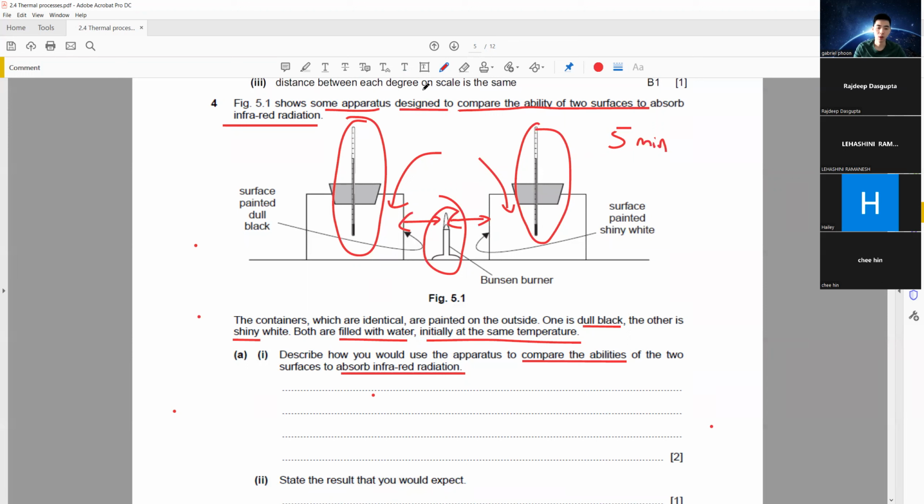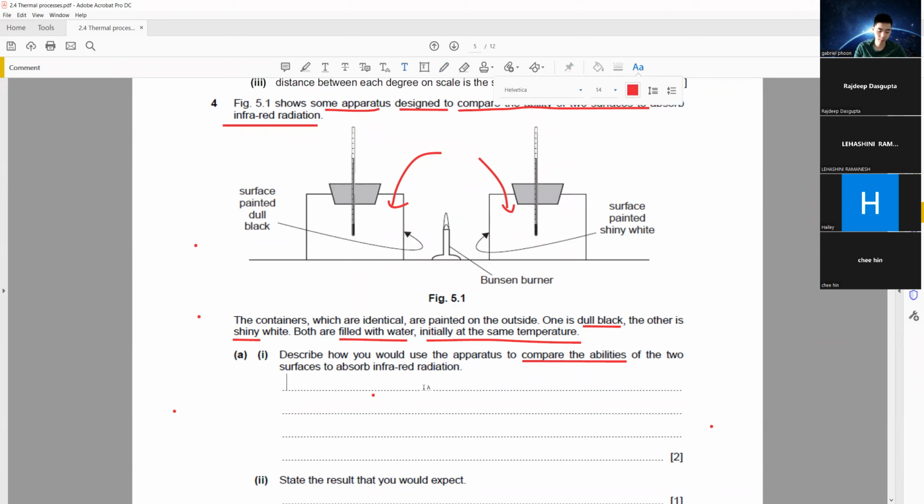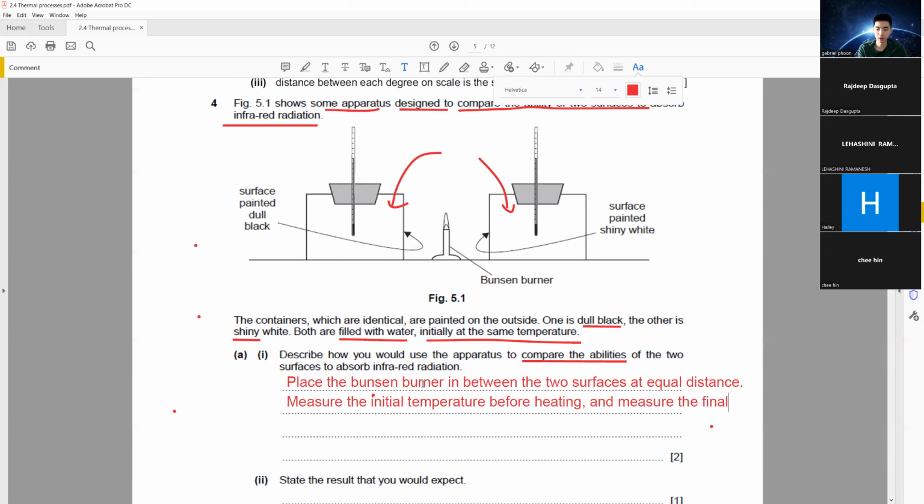If I were to structure that in words, it will be something like: place the Bunsen burner in between the two surfaces at equal distance. Measure the initial temperature before heating and measure the final temperature after heating. Whoever has the higher temperature is the better absorber of heat.